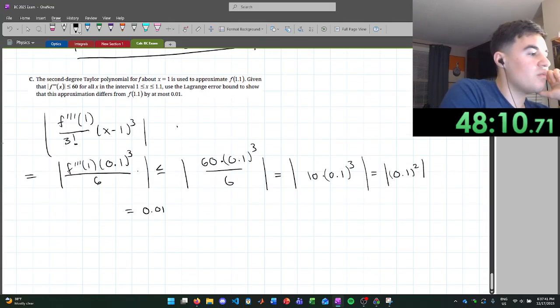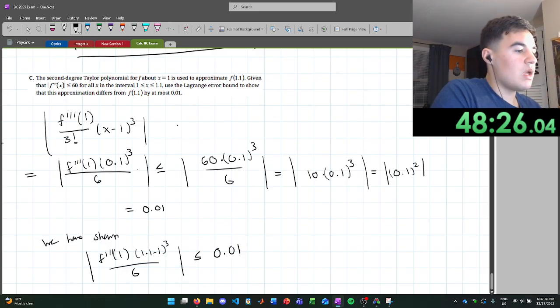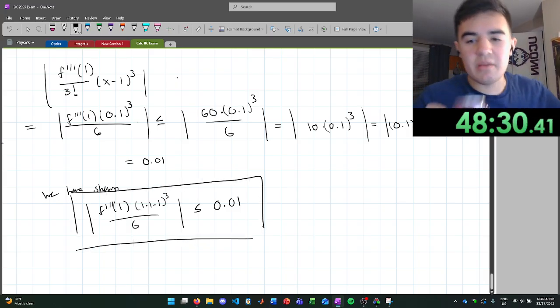Nice. So we have shown the absolute value of f triple prime of 1 times 1.1 minus 1 cubed over 6 is less than or equal to 0.01. I'm pretty sure this is really close to the Lagrange error bound. I think I did a pretty good job on that question.